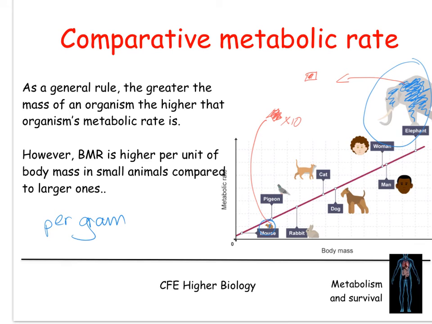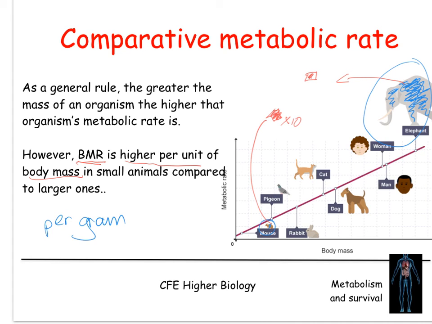So when we look at basal metabolic rate per unit of body mass and we compare a small animal to a large one, we find that the basal metabolic rate is higher per unit of body mass in small animals compared to larger ones. I just wanted to explain what was on this slide, because I think sometimes it can be a little bit confusing. We're just thinking of it in terms of excising a piece of tissue from each of these organisms, and you discover that the metabolic rate is higher in the smaller organisms.